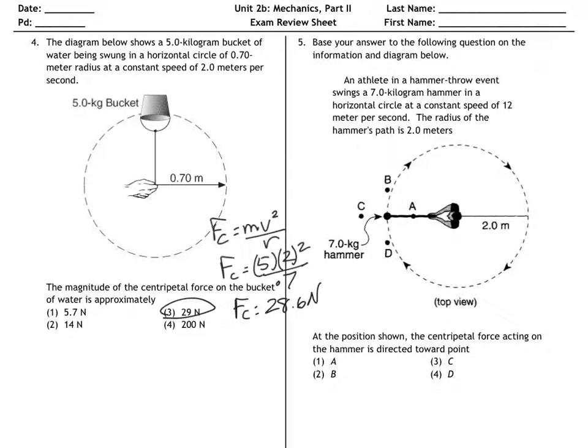And for number 5, it says, an athlete in a hammer throw event swings a 7 kilogram hammer in a horizontal circle at a constant speed of 12 meters per second. The radius of the hammer's path is 2 meters. And at the position shown, the centripetal force acting on the hammer is directed toward point. Okay, so centripetal force is always towards the center. And at the position shown, which of course is here, the centripetal force would be pointing this way. So point A makes more sense.